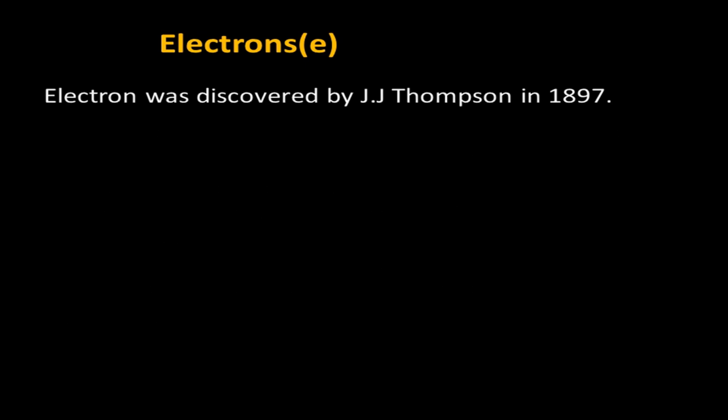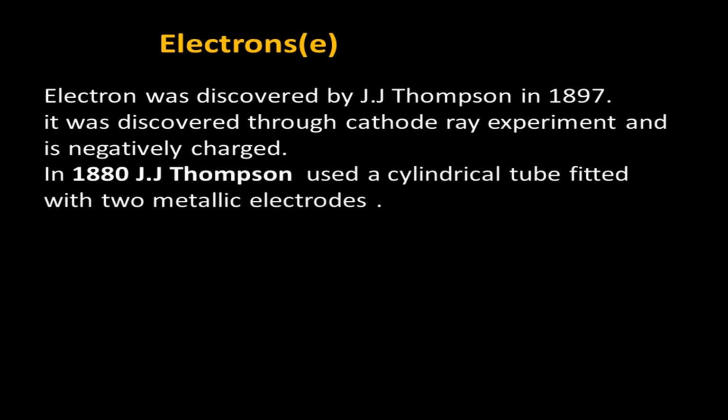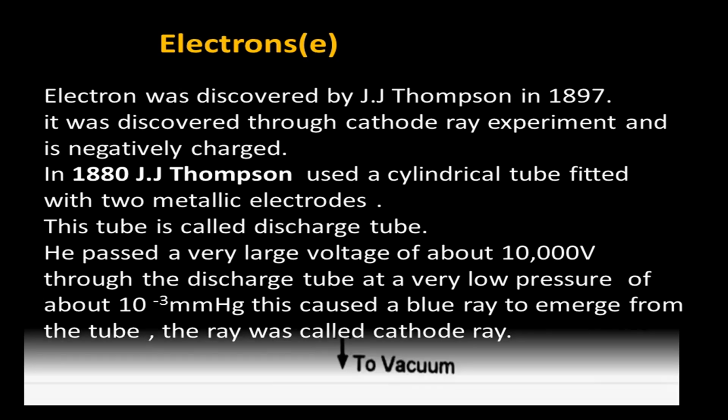Electrons. Electron was discovered by J.J. Thomson in 1897. It was discovered through cathode ray experiment and is negatively charged. In 1880, J.J. Thomson used a cylindrical tube fitted with two metallic electrodes. This tube is called discharge tube. He passed a very large voltage of about 10,000 volts through the discharge tube at a very low pressure of about 10 power minus 3 millimeter mercury, and this caused a blue ray to emerge from the tube. The ray was called the cathode ray.